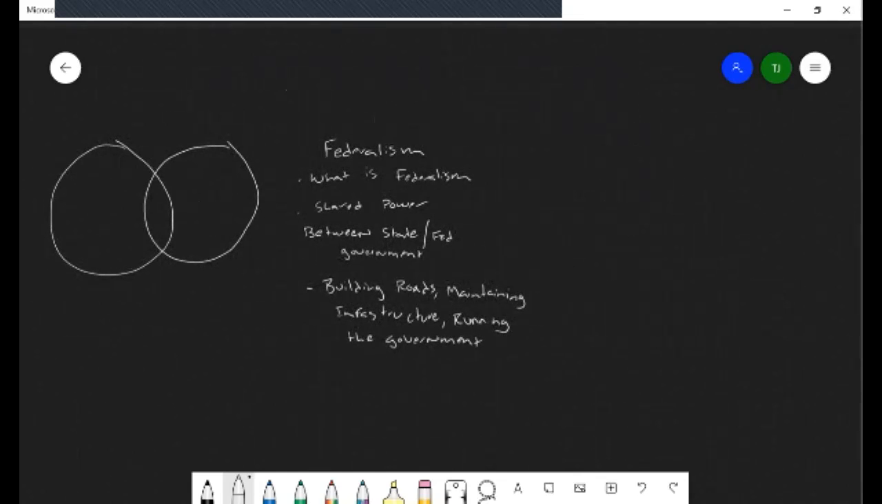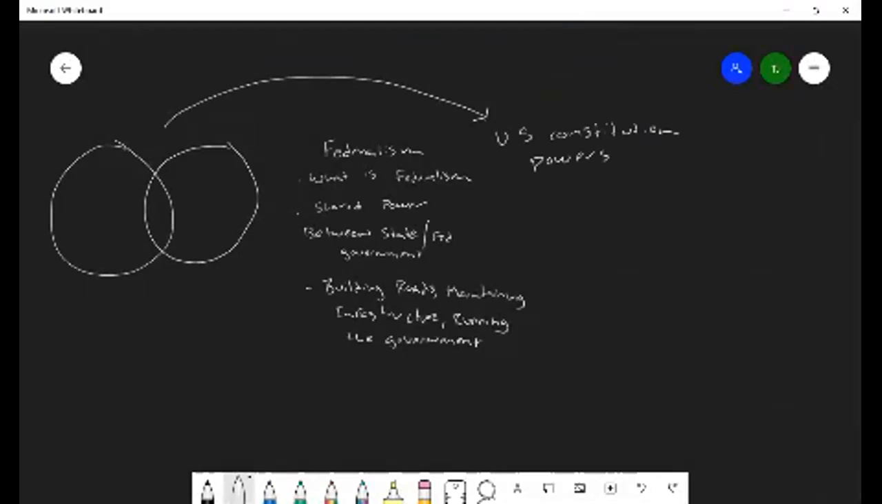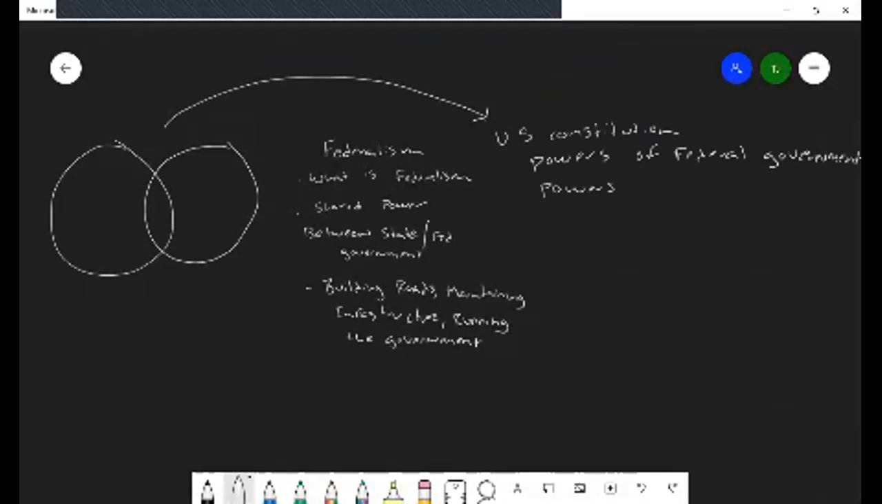Okay, so in the United States, we use this method, and it was kind of established by the U.S. Constitution. Okay, specifically what the powers of the federal government and the powers of the state. We're going to kind of focus specifically on Article 1 of the Constitution.